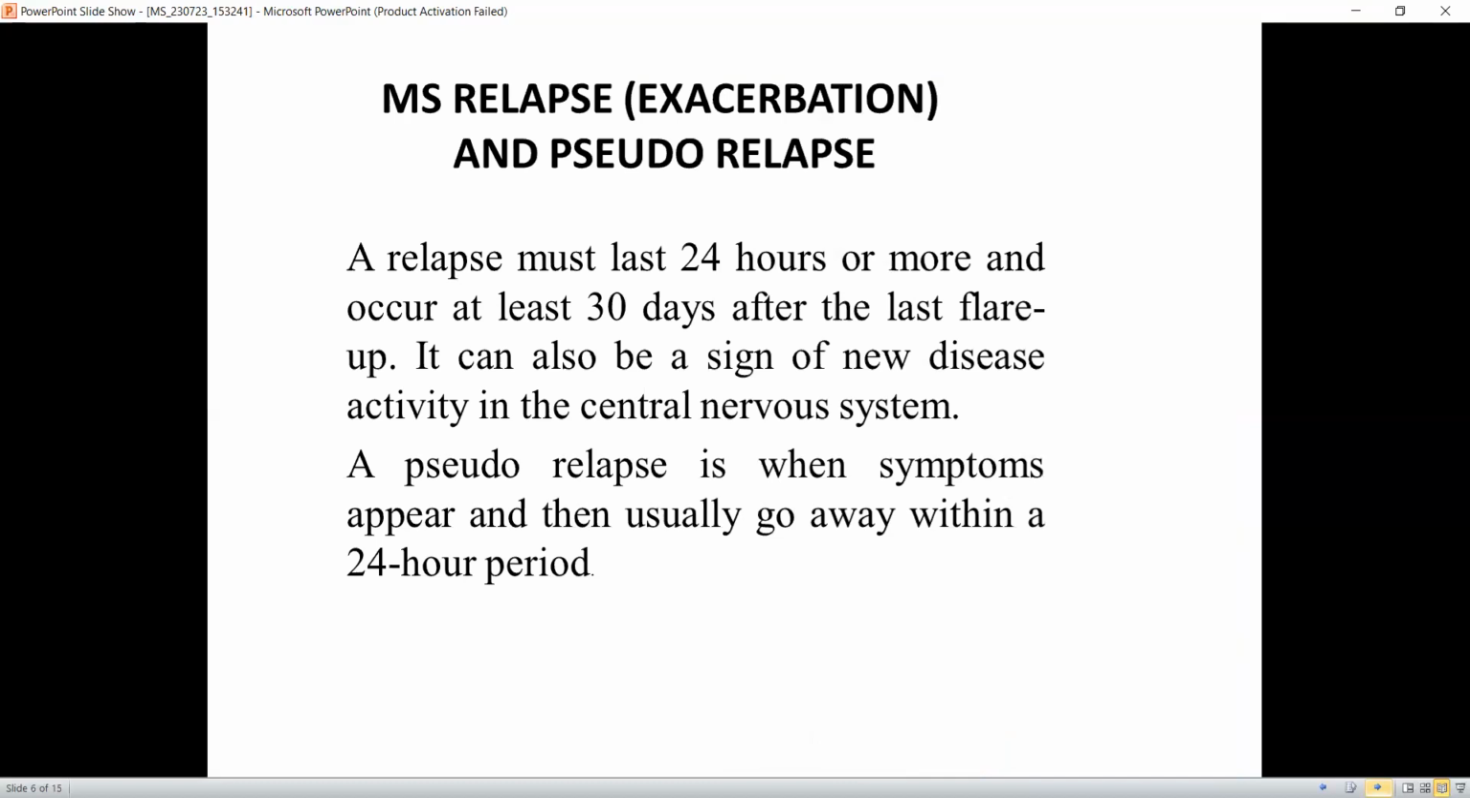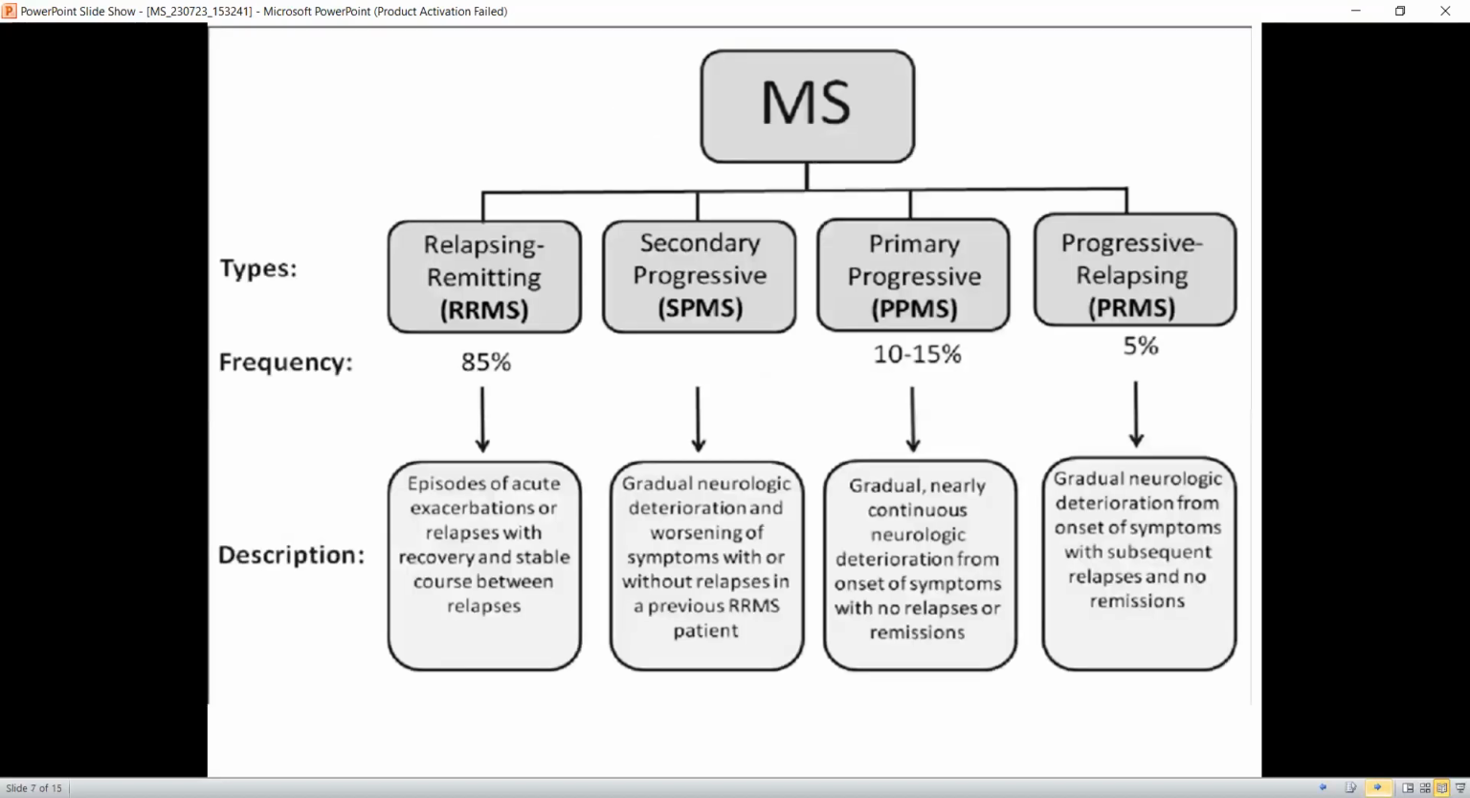MS relapse and pseudo relapse. MS relapse is occurring of new symptoms or worsening of the old symptoms which must last 24 hours or more and occur at least 30 days after the last flare-up, while the pseudo relapse is when the symptoms appear and then usually go within a 24-hour period.